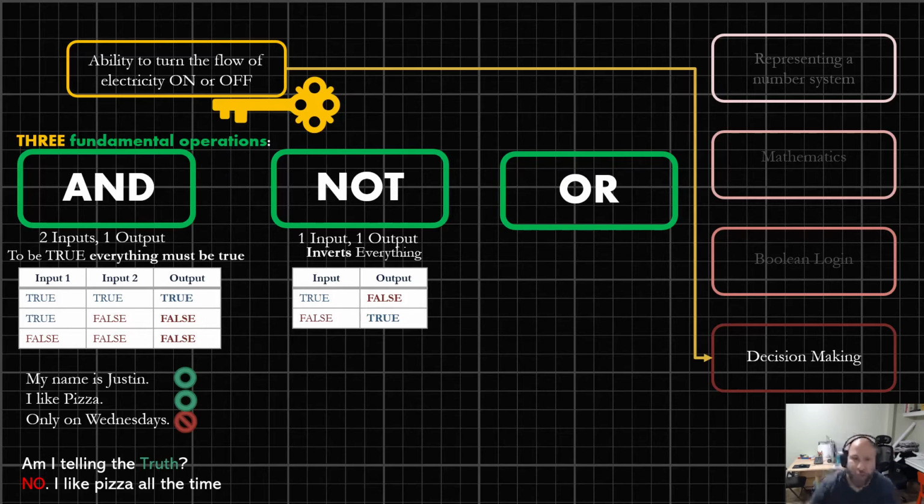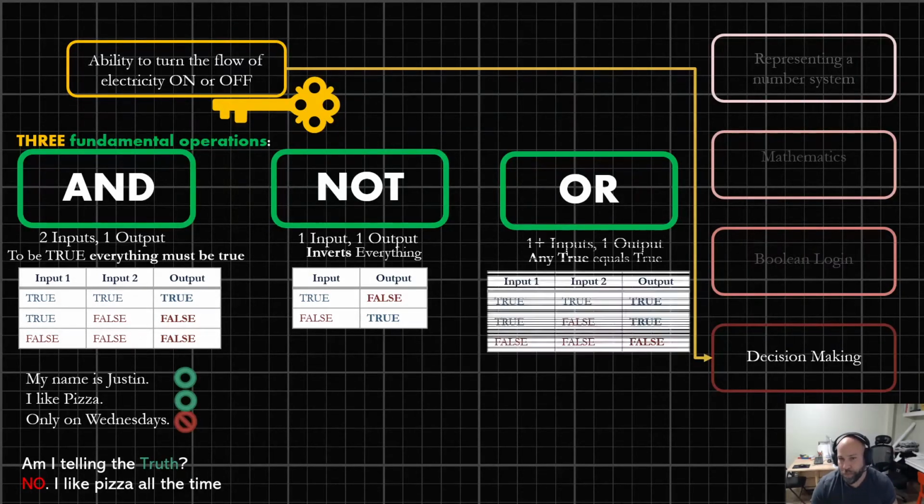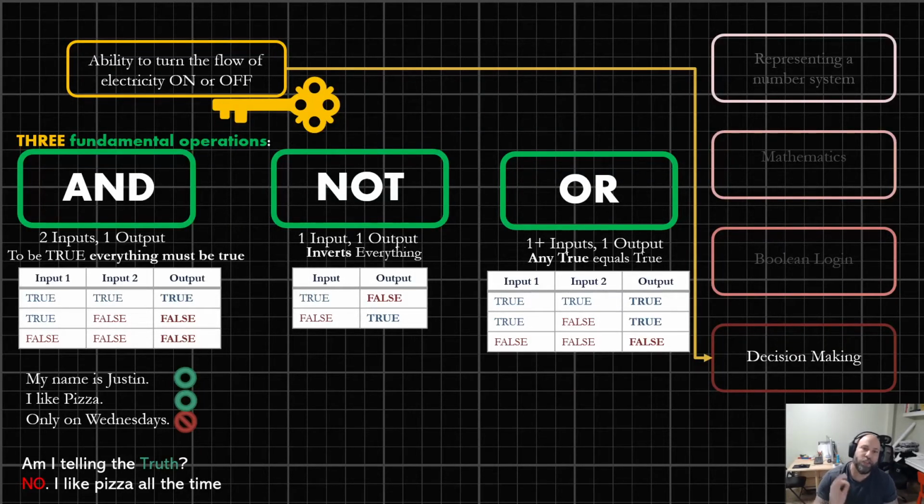And our final fundamental operation is the OR. OR is a little unique. It can take one or more inputs, and if any truth is in one of those inputs, then it will spit out a true. It's less exclusive than AND. So, an example, if input 1 is true and input 2 is false, the output would still be true.